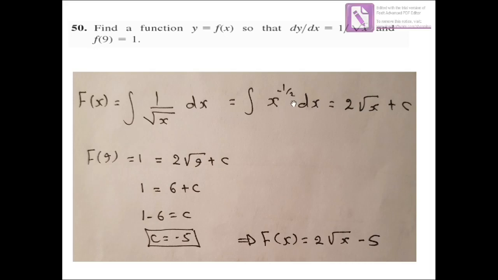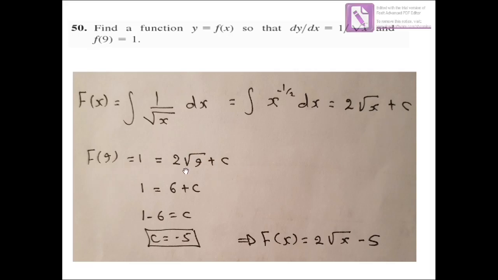Now the integration of x power minus half will be 2 root of x plus the constant c. So this is f of x. We are given that f(9) is equal to 1. So let us solve for c. f(9) equal to 1 means 2 root 9 plus c is equal to 1.